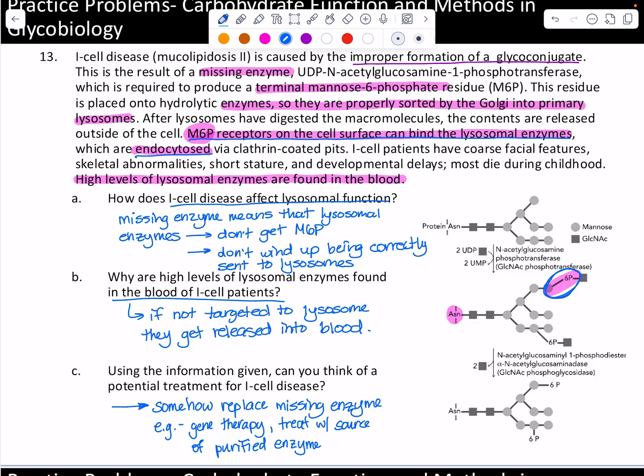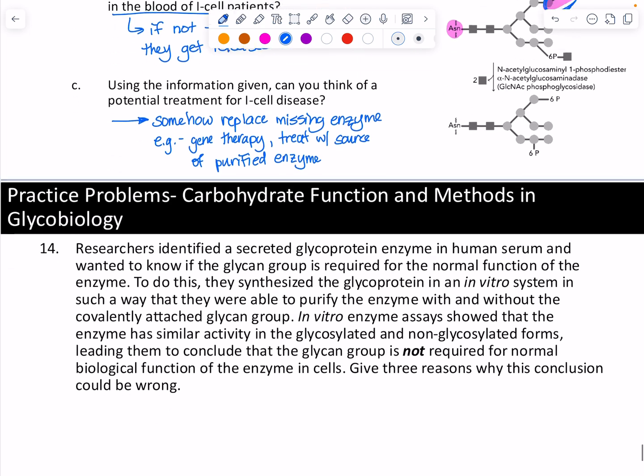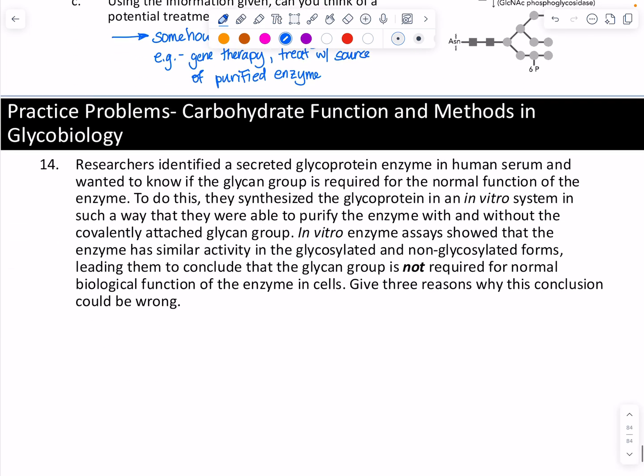But if the problem is a single enzyme, the solution is to provide the enzyme, okay? Because in this case, it's missing, not non-functional. If it were non-functional, you might be able to find a way to use maybe CRISPR to edit the gene to make it functional. But here, it doesn't even get made at all.